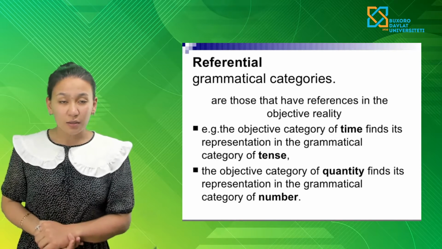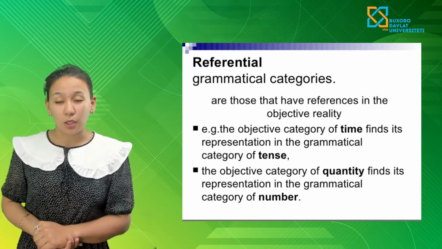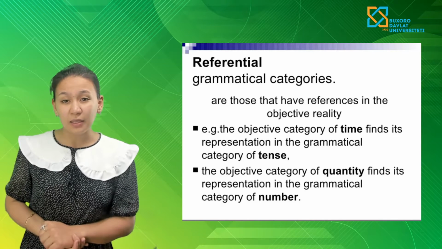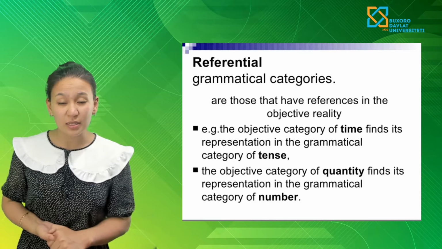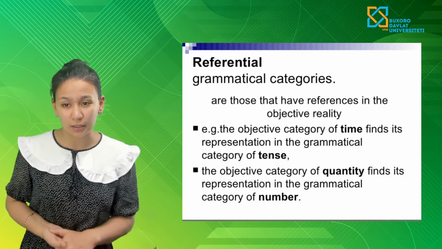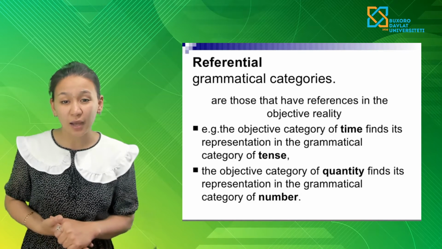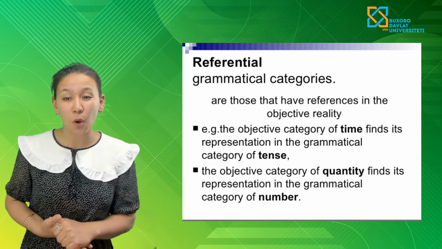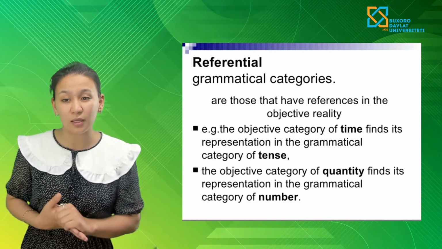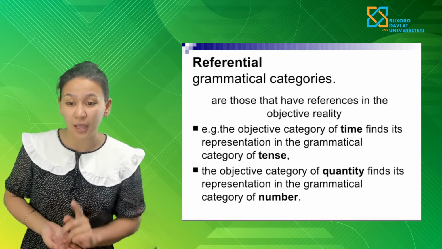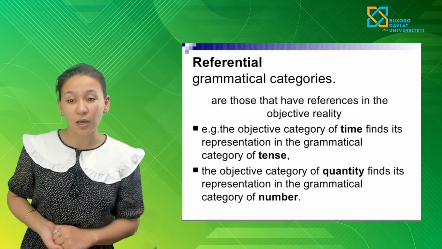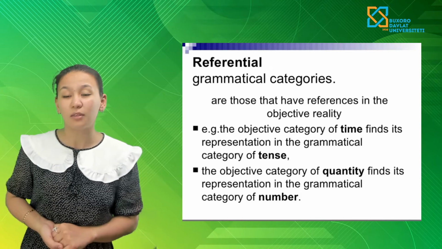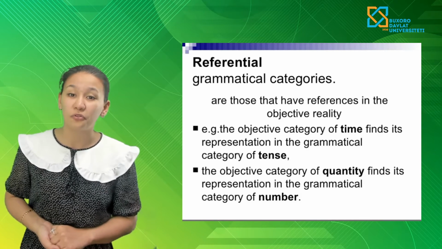Okay, referential grammatical categories. What does it mean? It means that these kinds of categories have references in objective reality. For instance, the objective category of time finds its representation in the grammatical category of tense. The objective category of quantity finds its representation in the grammatical category of number.